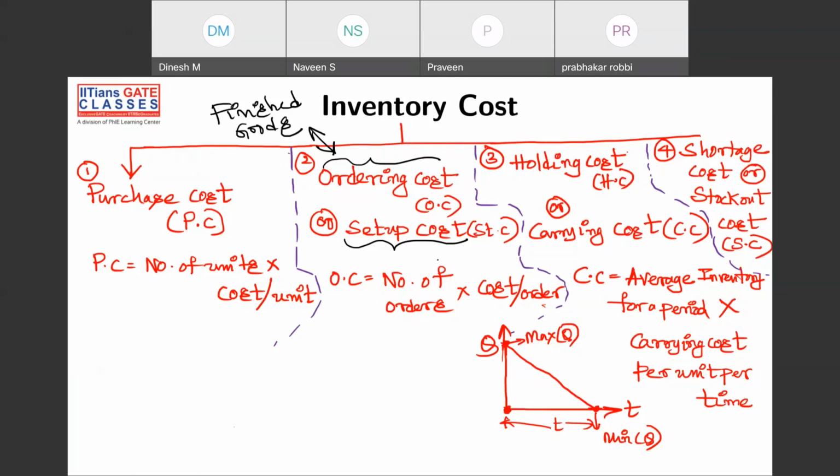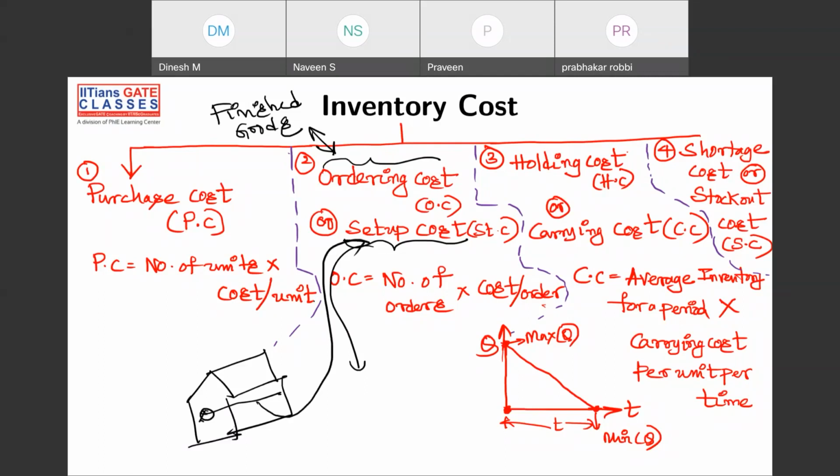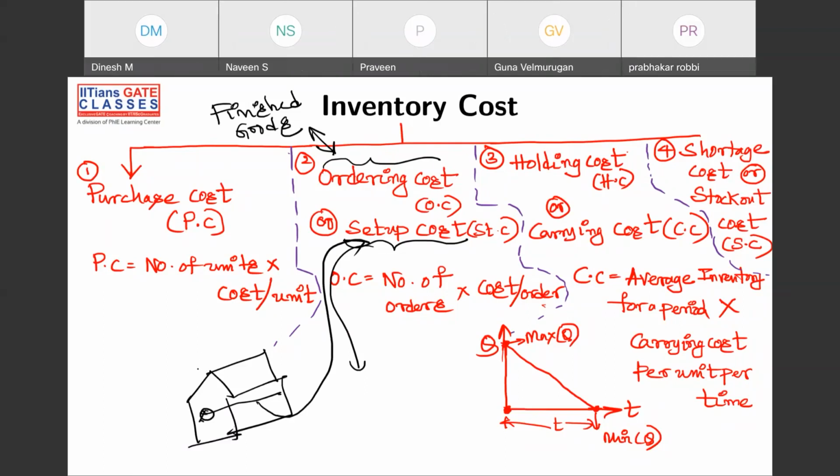Right? And setup cost is that you have a manufacturing company, and you are trying to manufacture something, and then without buying it, you are using it. You're not buying it, but you're manufacturing it. So there is some cost associated with that manufacturing, isn't it? So what is the cost? You have to set up machines, you have to set up manpower, all these things. Instead of buying, you are manufacturing yourself.